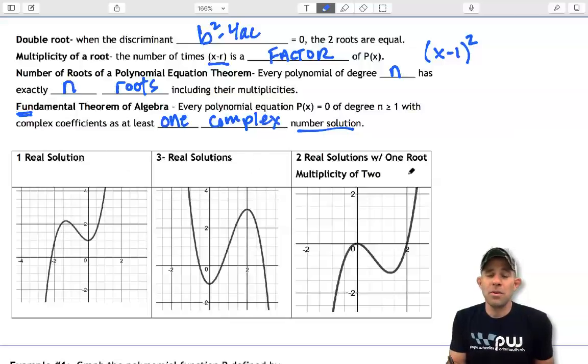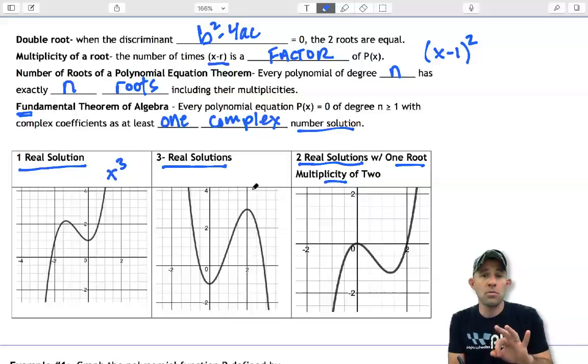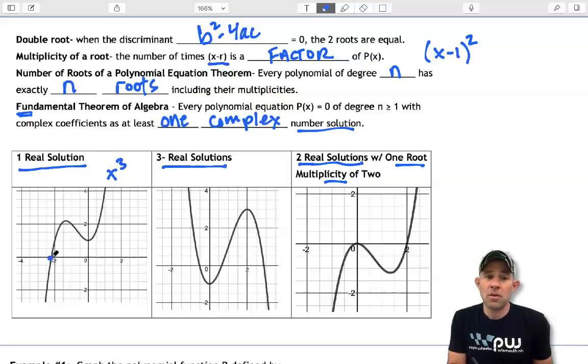All right, we got 3 graphs down here, and what we're trying to illustrate is just the difference between 1 real solution, 3 real solutions, and 2 real solutions where 1 has a multiplicity of 2. So here is a cubic polynomial. It has degree 3, so there should be exactly 3 roots according to my number of roots theorem. However, I see that it only crosses the x-axis once. So this is an example of 1 real solution, and the other 2 will be imaginary.